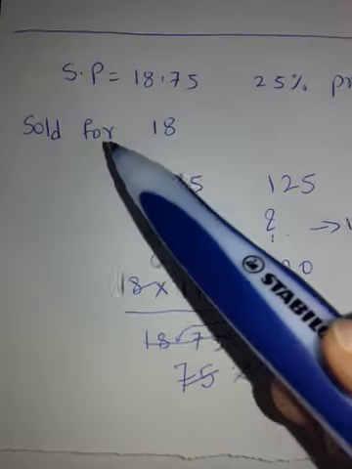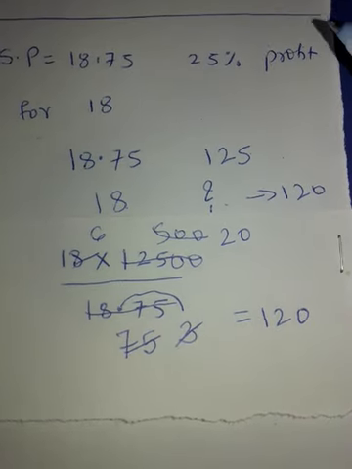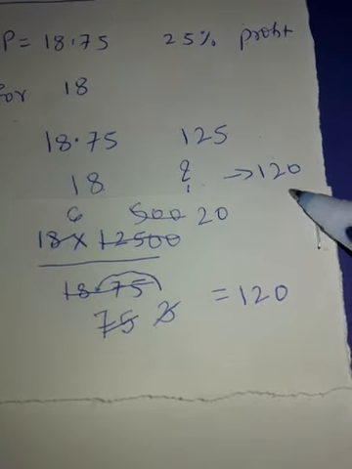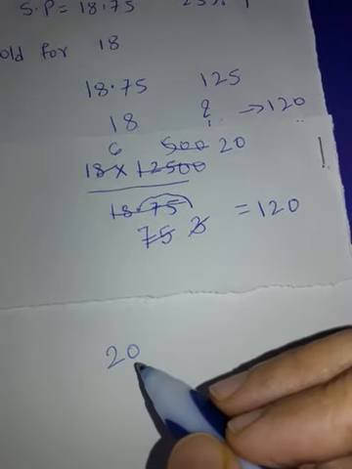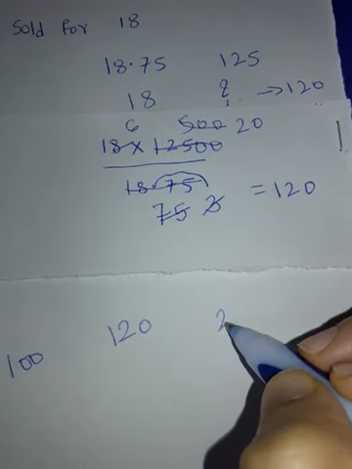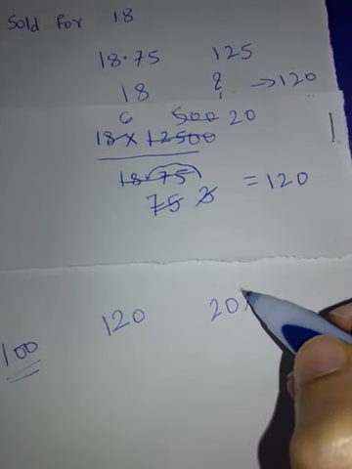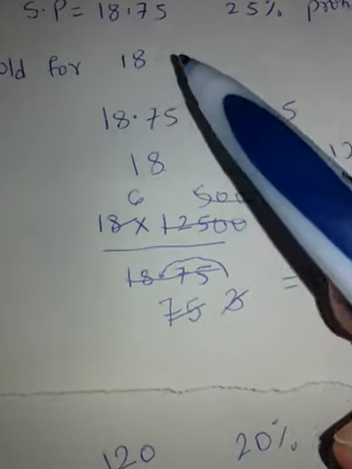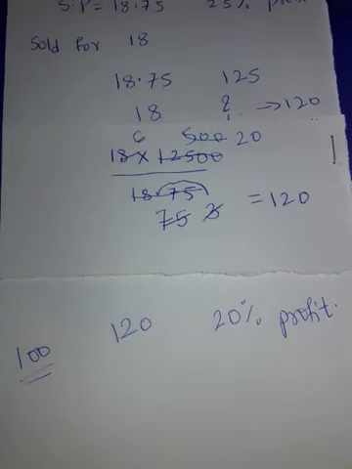Getting it? If CP is 100, everything is based on the assumption that CP is 100. If CP is 100 and SP is 120, that means it is 20 more. Getting it? 100 CP and 120 SP, that means it is a 20 profit over which cost price? Over 100, so it is 20% profit. That means if it was sold for 18, we would have got 20% profit. Now the example is very clear.